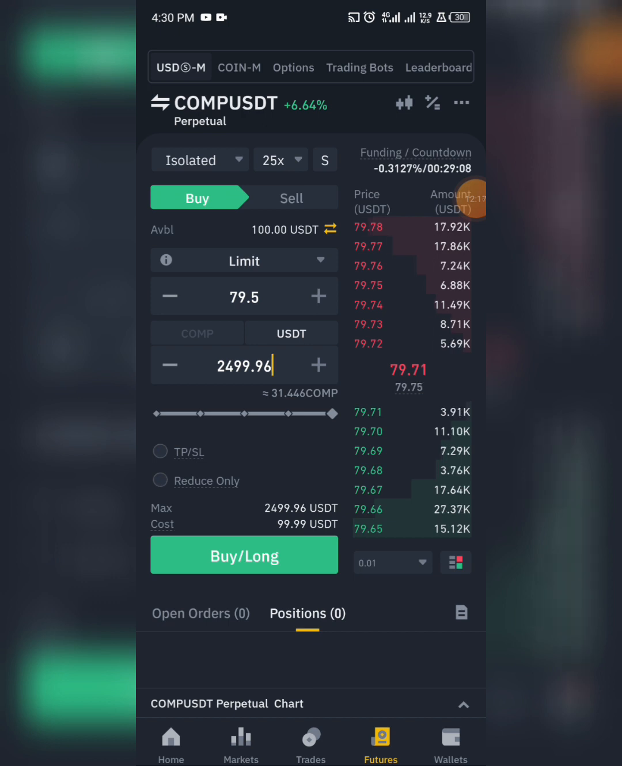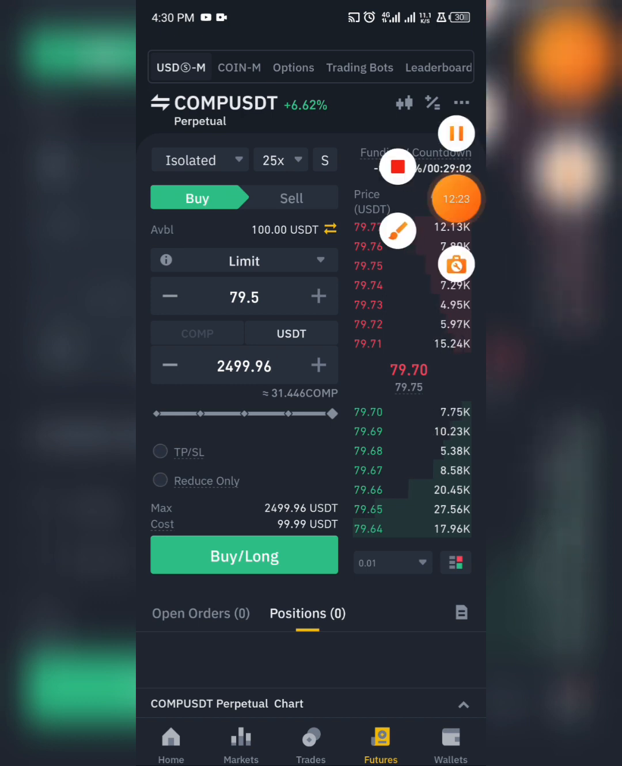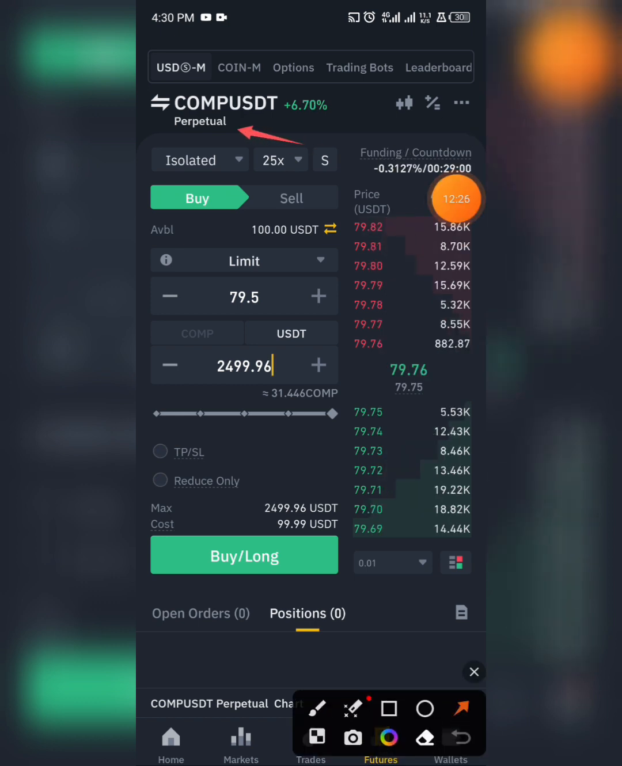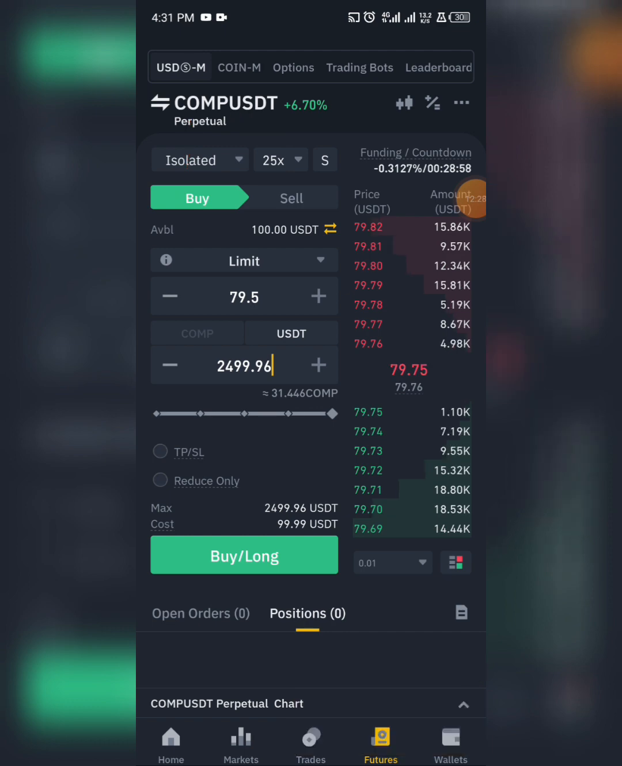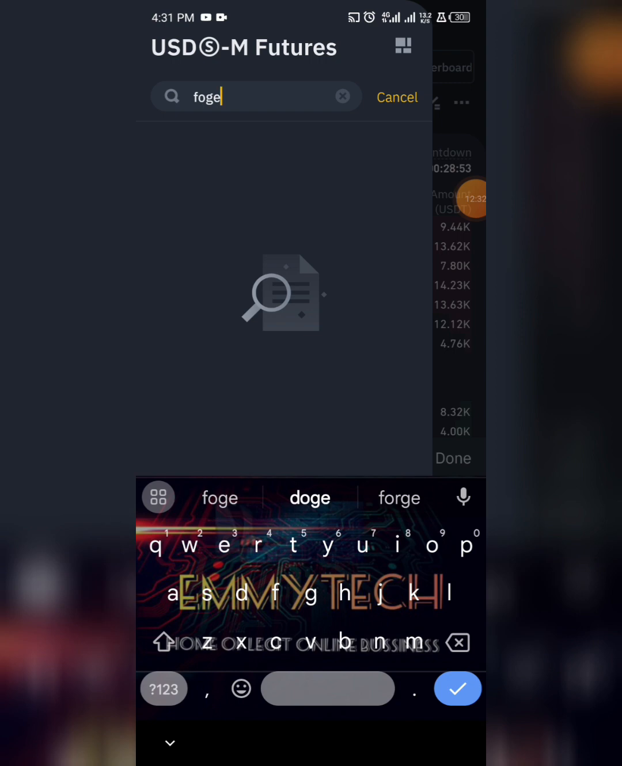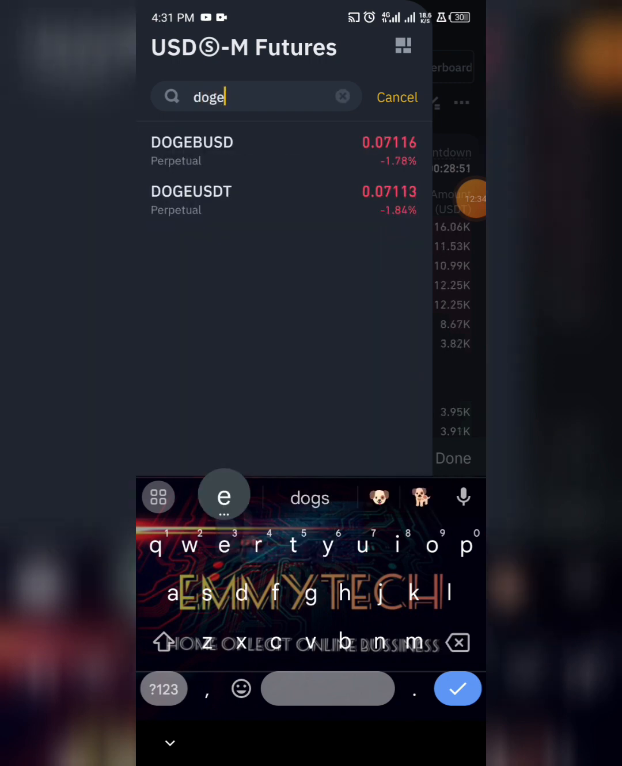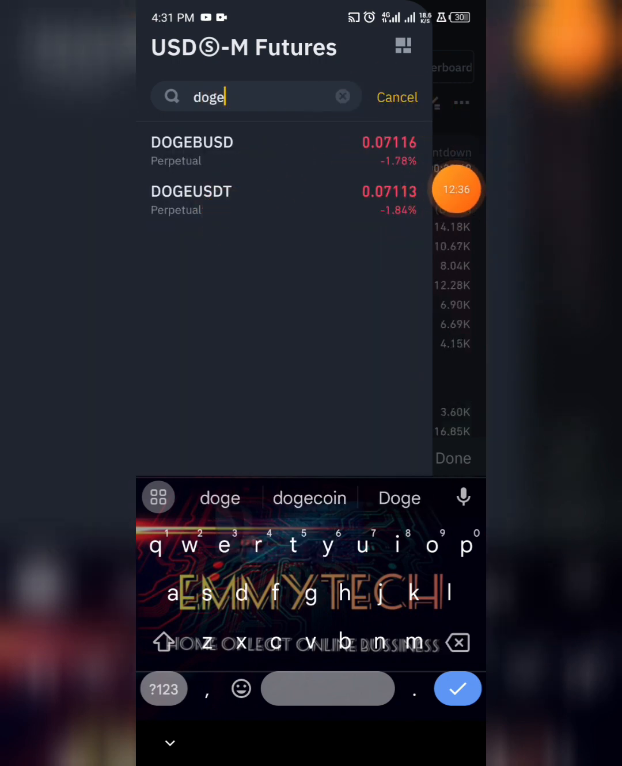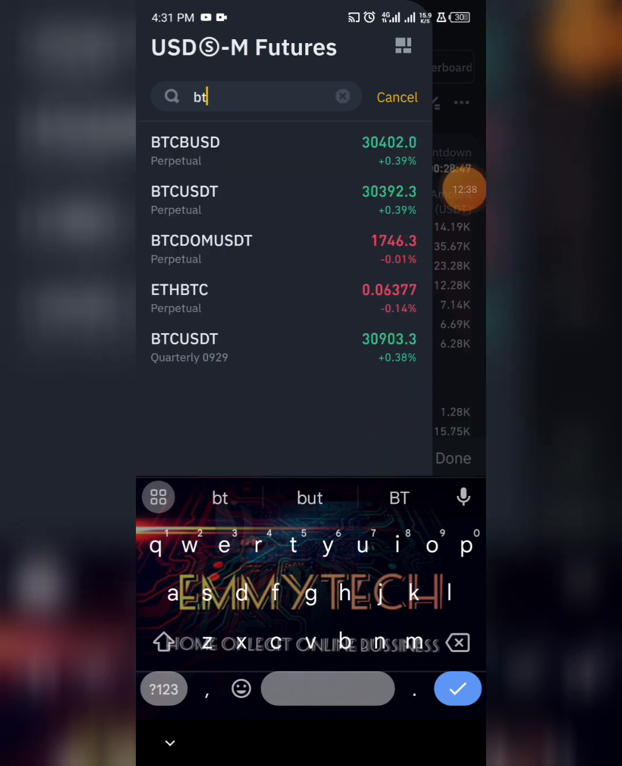So for instance, a signal is dropped on COMP. When a signal is dropped, this is how you search the coin. You just click on this area here, and you can search the name of the coin. If they ask you to trade on Dogecoin, you search Doge. All right, Dogecoin, you can see Dogecoin/USDT. If they ask you to trade on BTC, you search BTC. You can see it here, BTC USDT Perpetual.